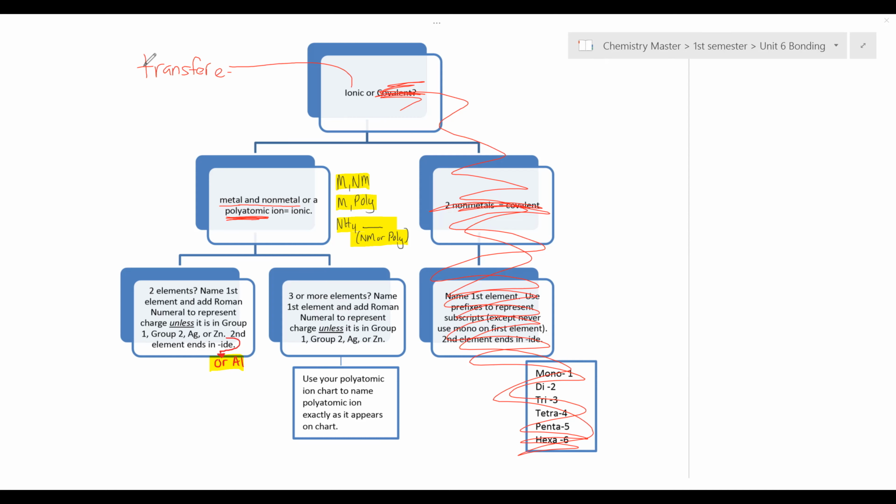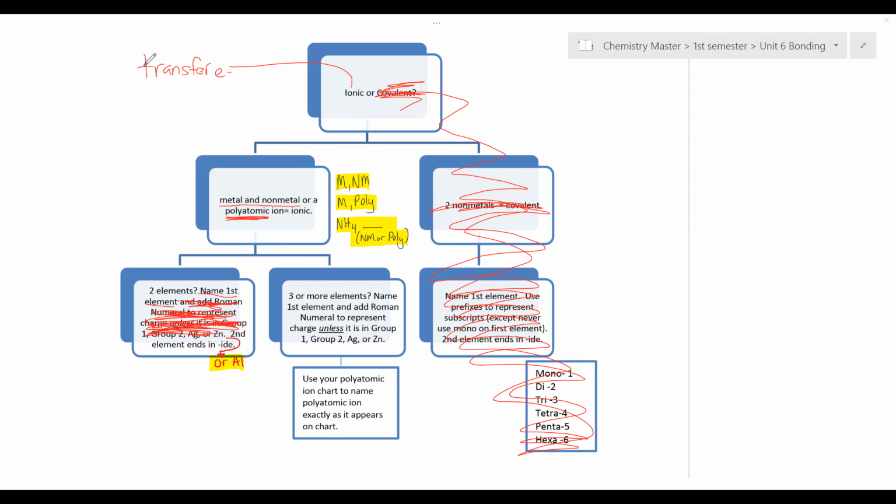So here's how we're going to do this. I'm going to cross out some stuff because I want to start off slow. So this is our first cluster. When we are naming a compound, if there are two elements, you're going to name the first element, and then your second element is going to end in IDE.